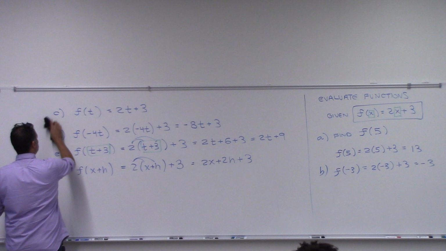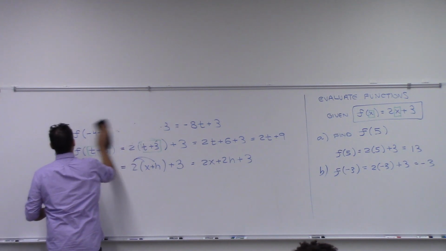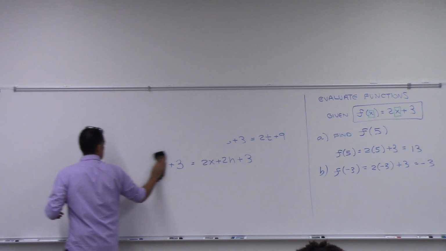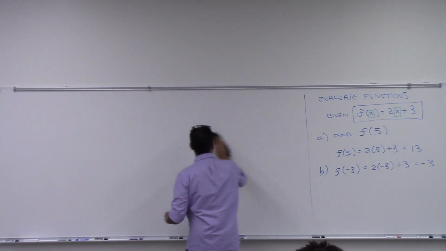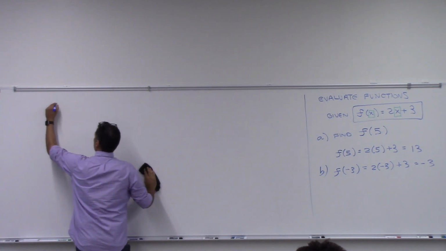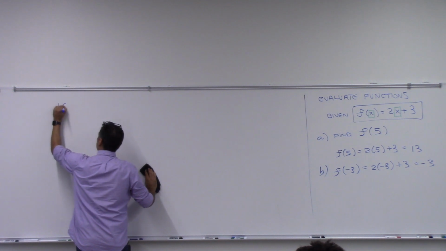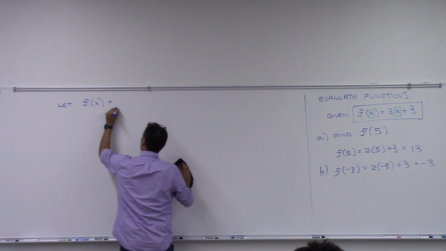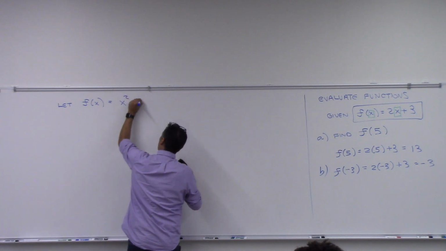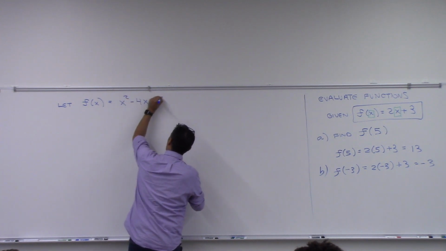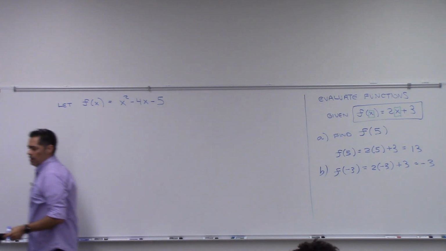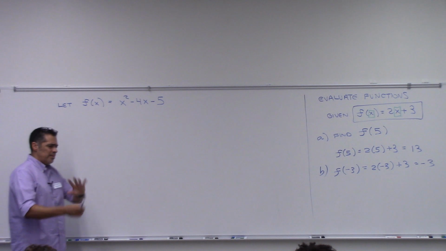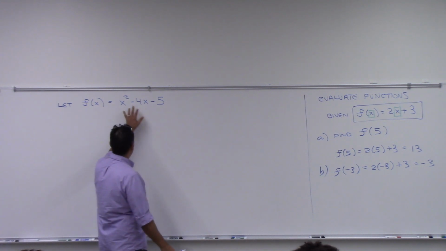So new problem. You want to do a quadratic? Let's do a quadratic, yeah. So let's say that we have, so this is a new example. Let f of x equal, let's go with x squared minus 4x minus 5. So I've just given you what we call a quadratic function, right? We'll get to that later. But this is a function.